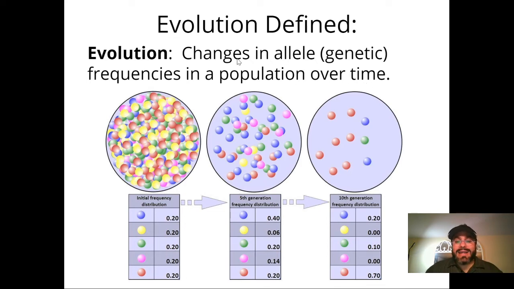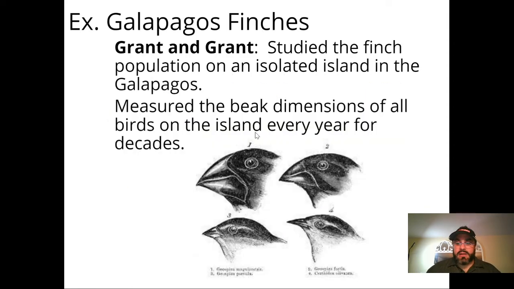And each part is really important here. Change does not tell you whether it's going to be improved or it's going to be detrimental to the organism. It just says change. And then it says it's in the genetic frequency. It happens in the genes, and we know that it happens in a population. Individuals do not evolve. Evolution is not happening at the individual level. It happens at a population level, and we also know that it takes time.